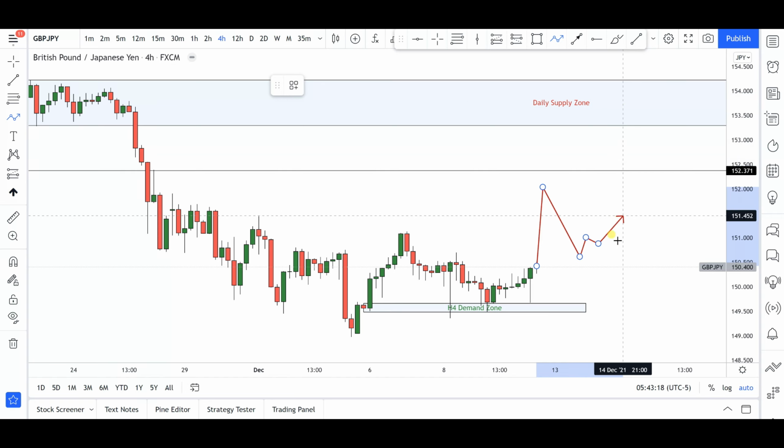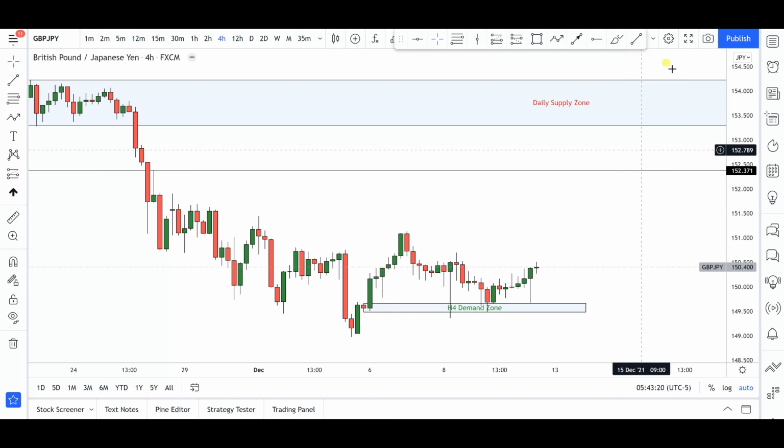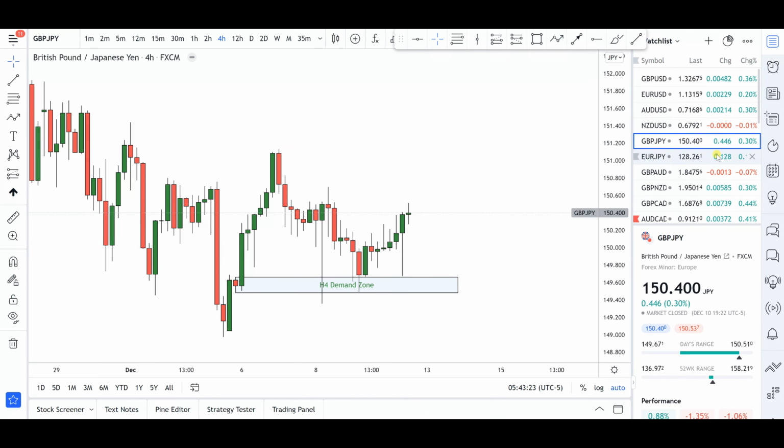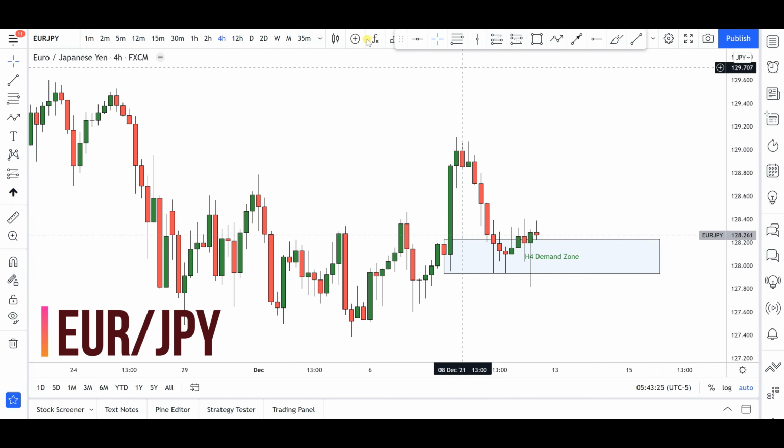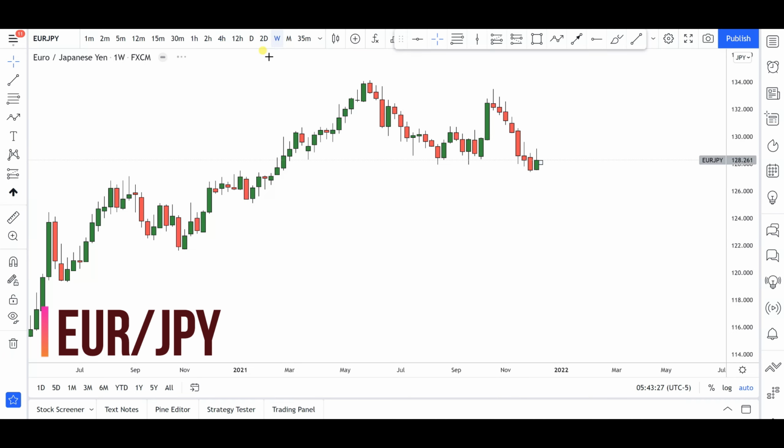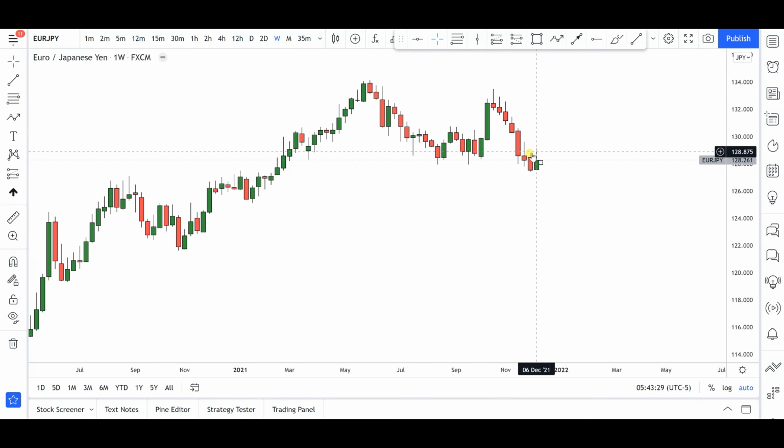All right, so that's it for British pounds and Japanese yen. Next up is going to be Euro yen. Now, for Euro yen, what do we have? Quite similar to British pounds and Japanese yen, in my opinion. Not much from the weekly candle.